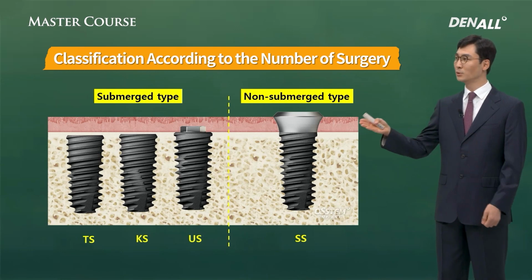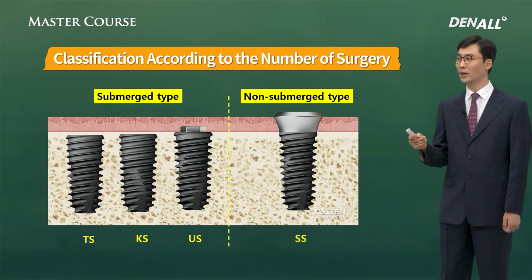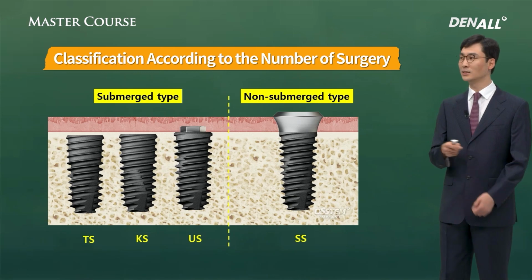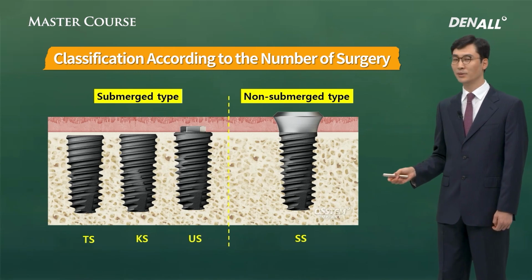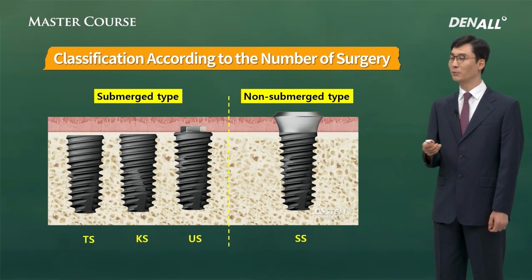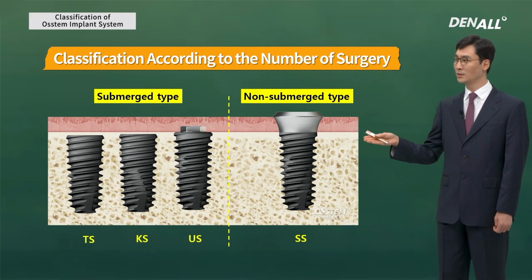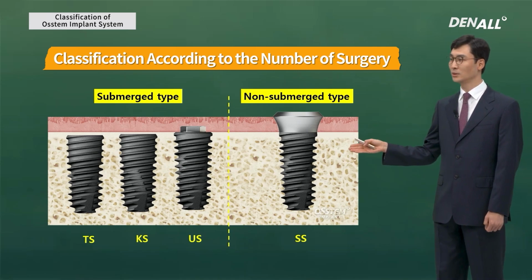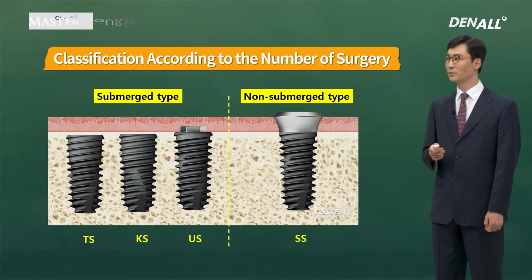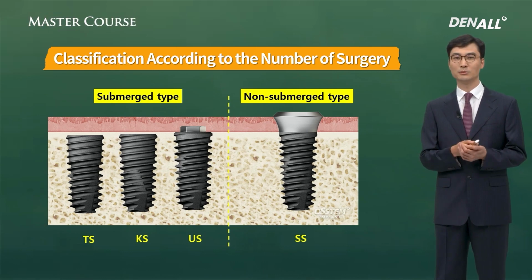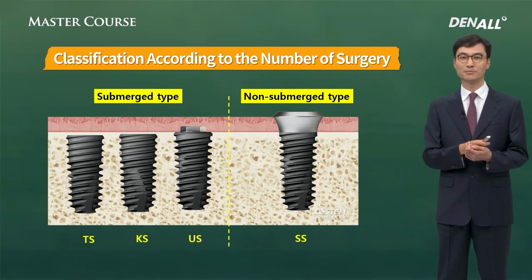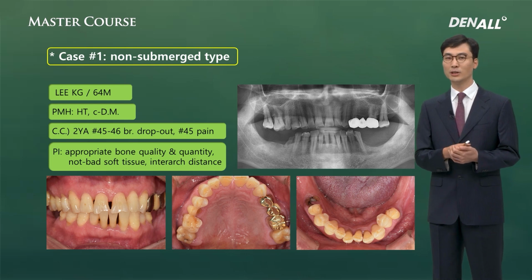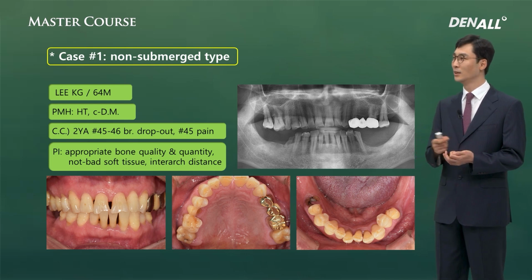Originally, implants are designed as submerged or non-submerged types. The SS implant has a rough surface at the bottom and a smooth surface at the collar area, the non-submerged type. The internal type submerged implants, TS and KS on the left, are recommended to be placed at the bone level. US is an external submerged implant. So they're classified into submerged and non-submerged types. How do we utilize the non-submerged type and the submerged type? I will explain it using cases.